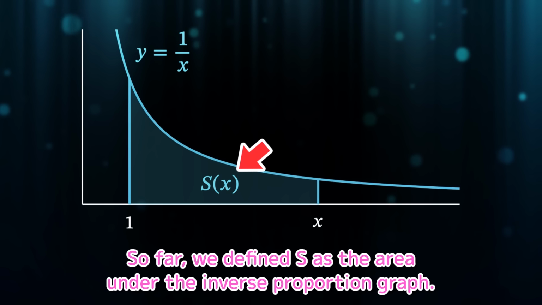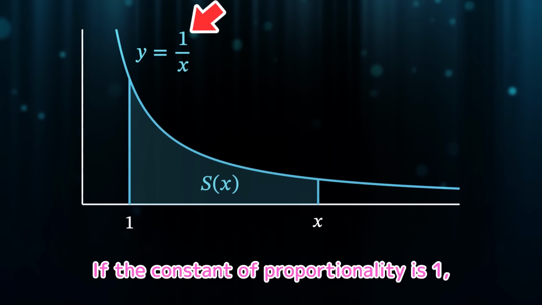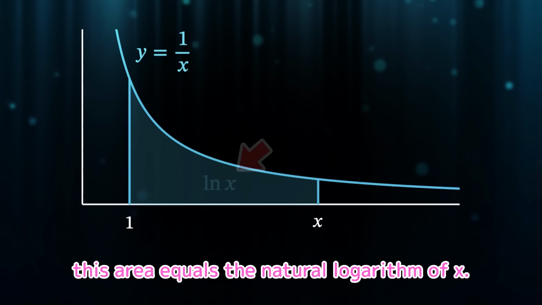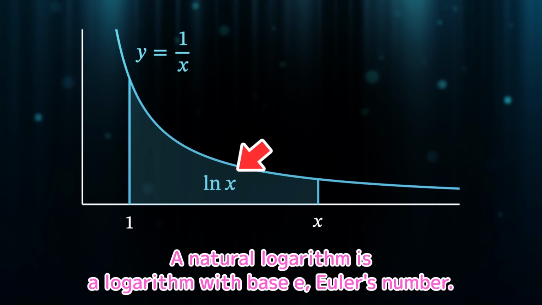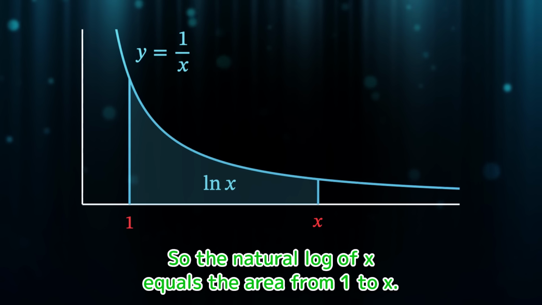What? So far, we defined S as the area under the inverse proportion graph. We represented the area from 1 to x as S of x. If the constant of proportionality is 1, this area equals the natural logarithm of x. A natural logarithm is a logarithm with base e, Euler's number. Here we write the natural logarithm of x as ln x. So the natural log of x equals the area from 1 to x.